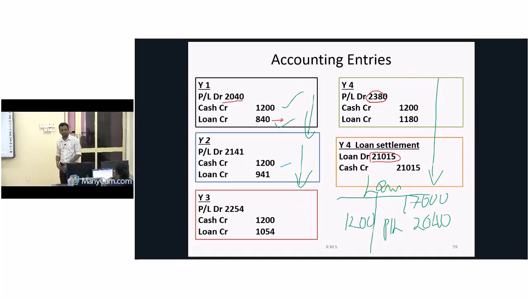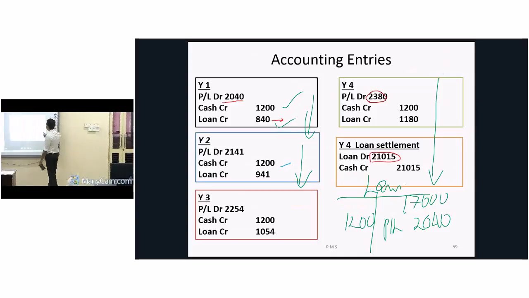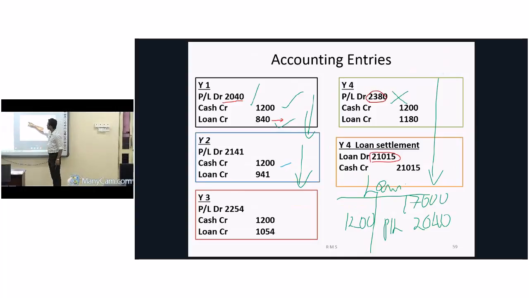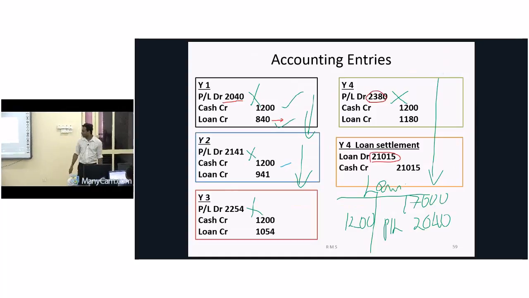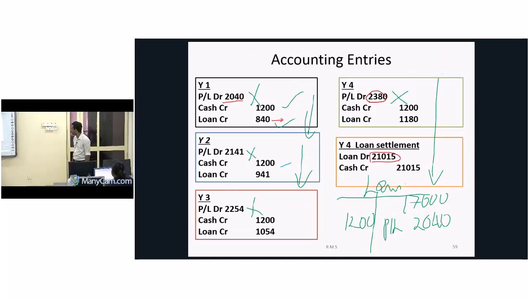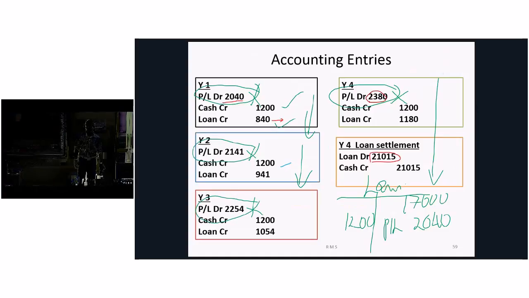Now what did we do finally? What are the amounts you charge to the profit and loss account at the end of each year? Look. What is the total? 8,815. Total of those four amounts should be 8,815. Look, what we did then.